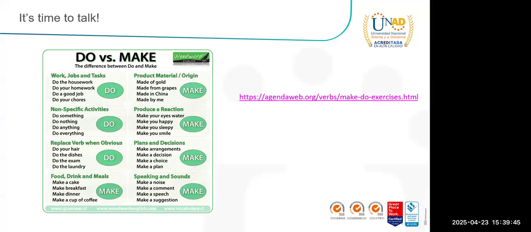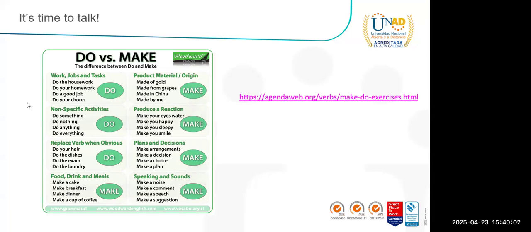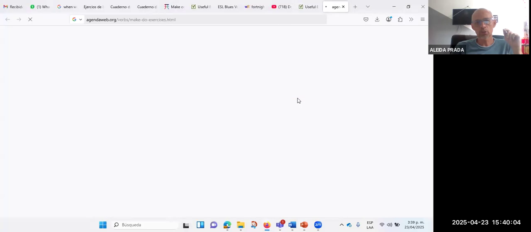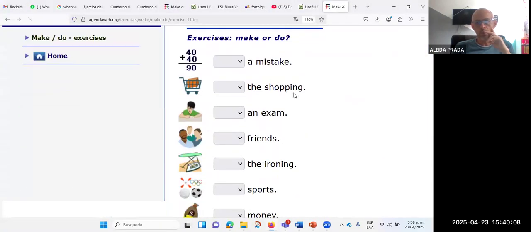But instead of learning this chart, it's easier to learn the expressions when we use do and make. It's easier. Okay, so let's do some exercises and you're going to understand. For example, this one. We have here the options, and all the options are the same, do or make.